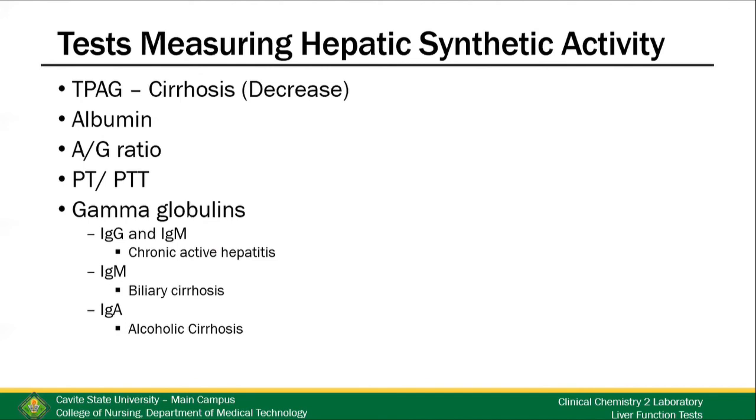Okay. Balik po tayo sa ating test measuring hepatic synthetic activity. So it includes TPAG, albumin, AG ratio, PT-PTT, gamma globulins. So in gamma globulins, IgG and IgM are increased in chronic hepatitis. IgM is increased in biliary cirrhosis, and IgA is increased in alcoholic cirrhosis.